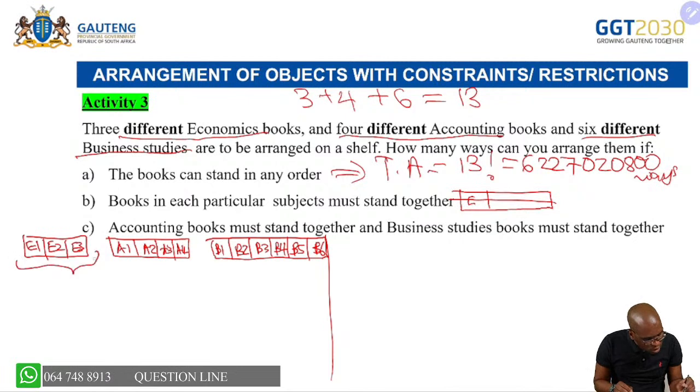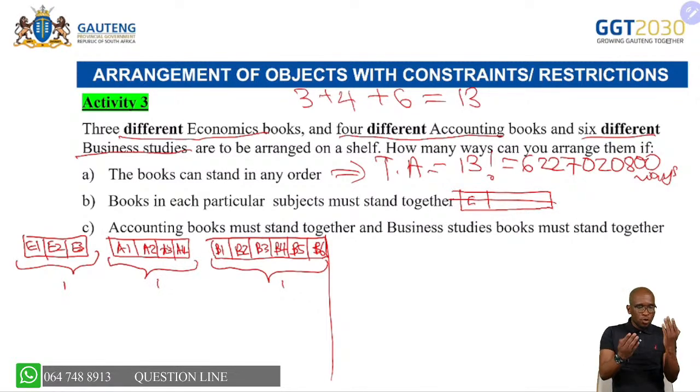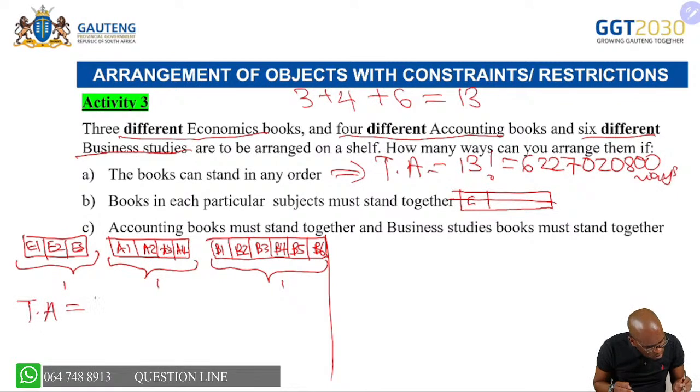Now remember, we treat each of these as one object. So we have 3 groups. And then we want to arrange these groups. We can start with the economics books, then accounting books, then business books, or we can interchange and start with accounting, business, and economics. That interchange can be done in 3 factorial ways, because we have the 3 groups.